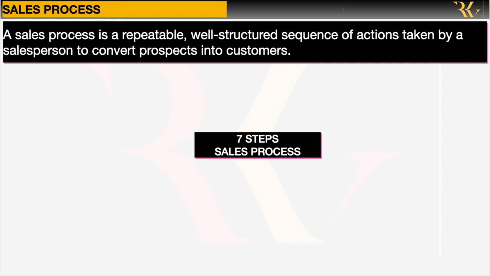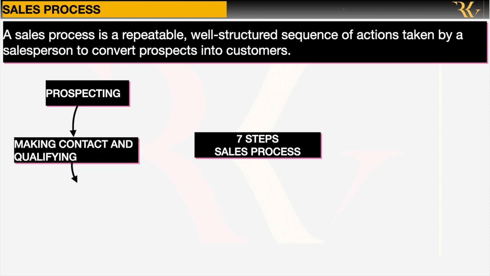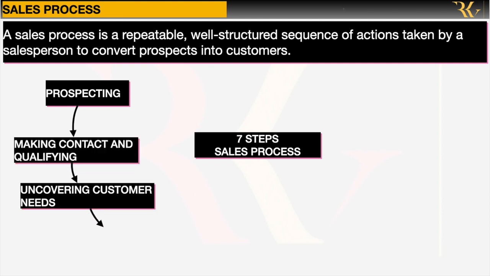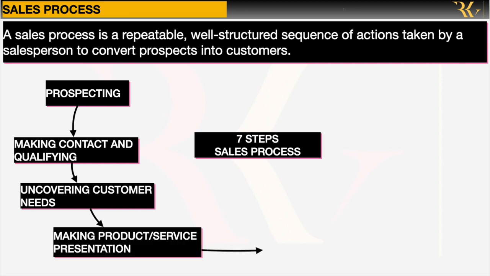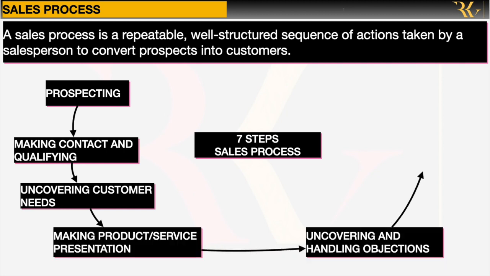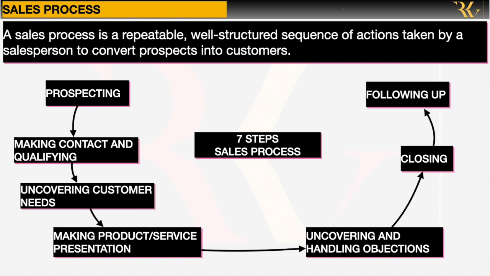The 7 steps of the sales process. Here are the 7 steps of the selling process to move a customer along the sales funnel: prospecting, making contact and qualifying, uncovering customer needs, making product or service presentation, uncovering and handling objections, closing, following up. Now, look at this sales process flowchart with the 7 steps. It illustrates how a typical sales cycle works.